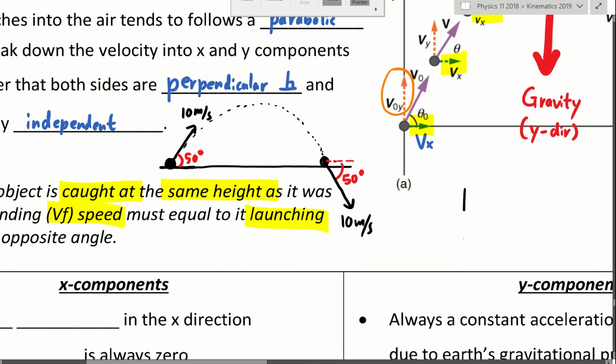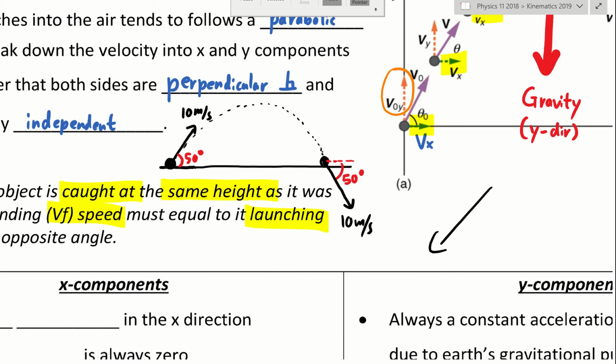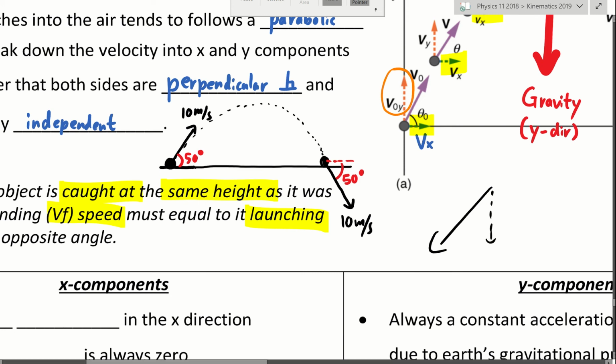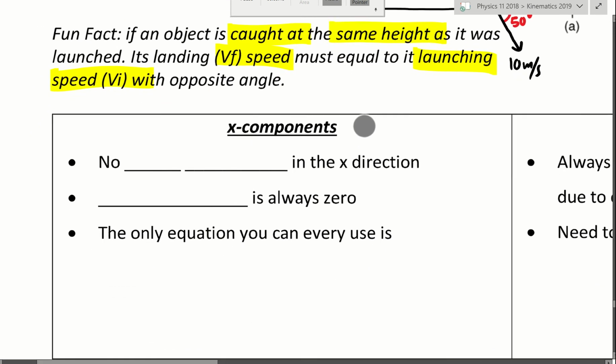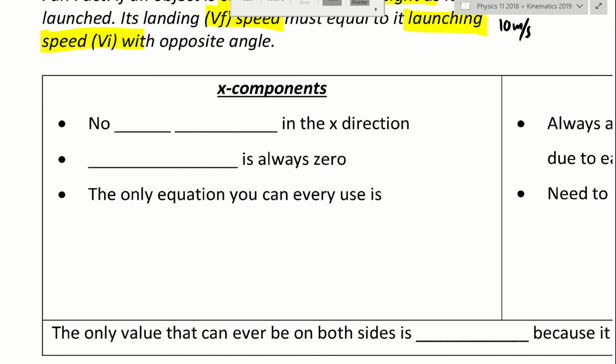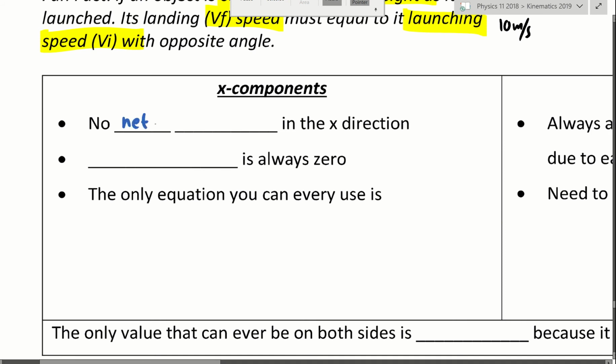If it's directly south, then you say, yeah, that's negative. But when you have something that goes like this and you're wondering whether that is negative or positive, you usually don't say negative or positive. Now, if you break it into components, then you can say the components are negative. Otherwise, just give them an angle. Okay, so for the x component, we have no net force after release.